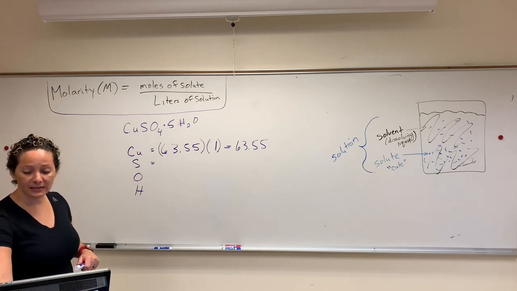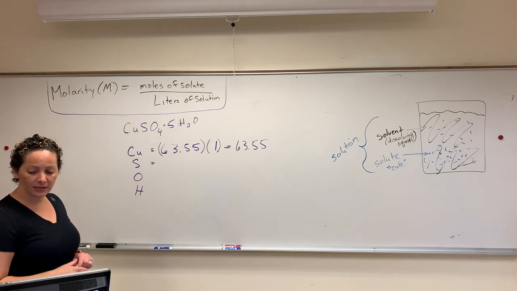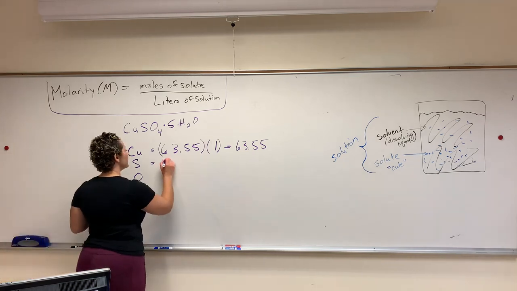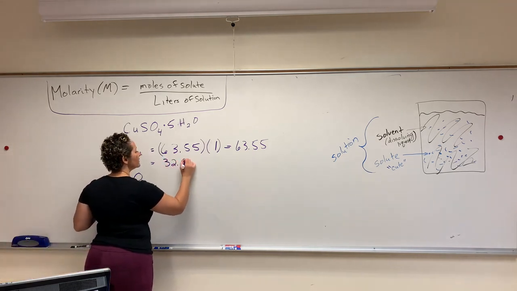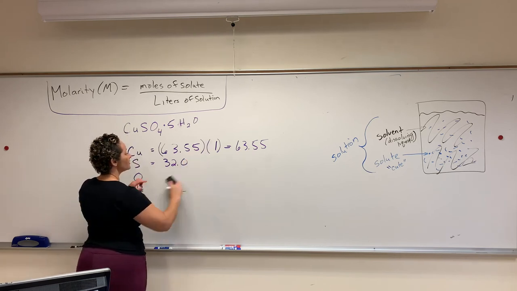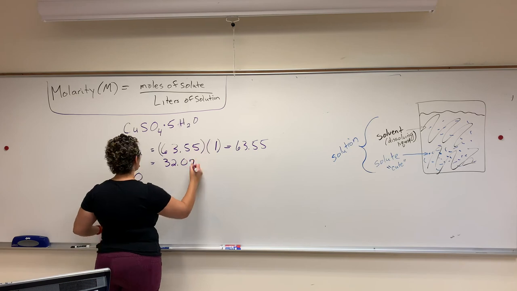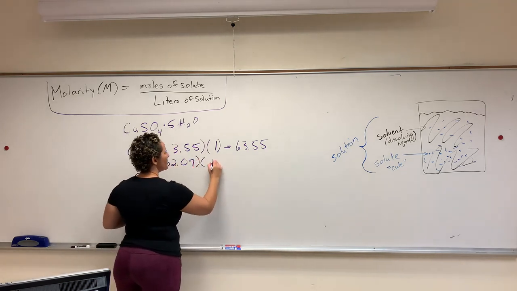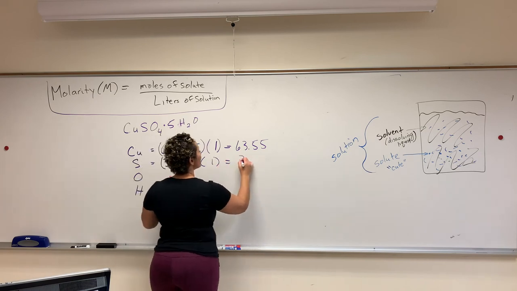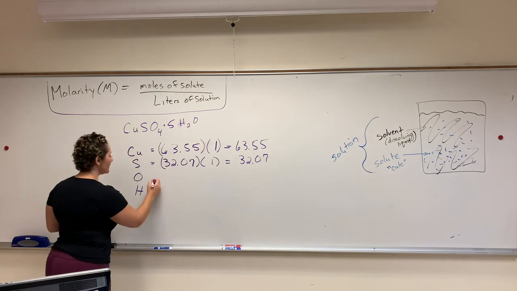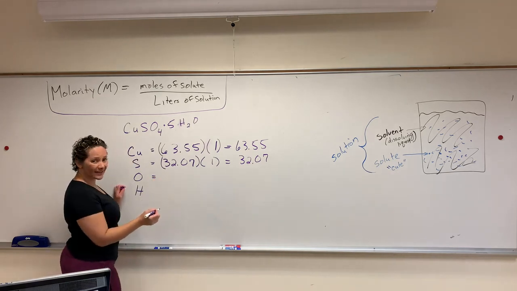All right, sulfur. See if we can move this party around a little faster now. It's number 16 as far as the atomic number. The atomic mass is 32.066. We're going to go ahead and round that to 32.07. We only have 1 atom of it, times 1 atom equals 32.07.